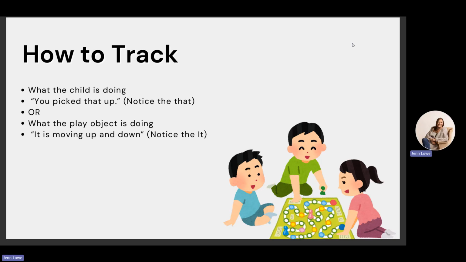How to track. What the child is doing: you picked that up. Notice the "that." Or what the play object is doing: it is moving up and down. Notice the "it." We're going to talk a little bit more about that in a minute, okay? You picked that up, so that's what the child is doing. Or we can talk about what the object is doing: it is moving up and down.